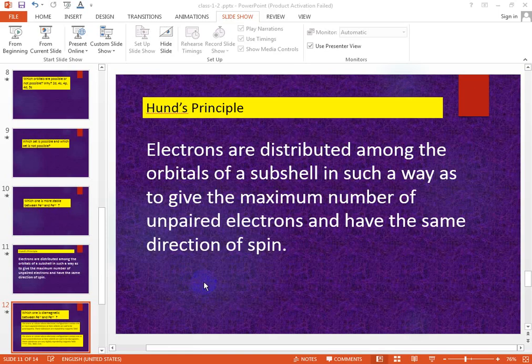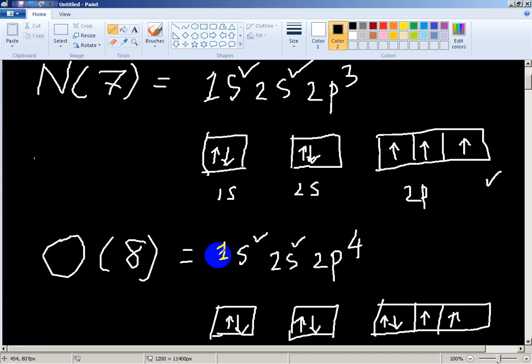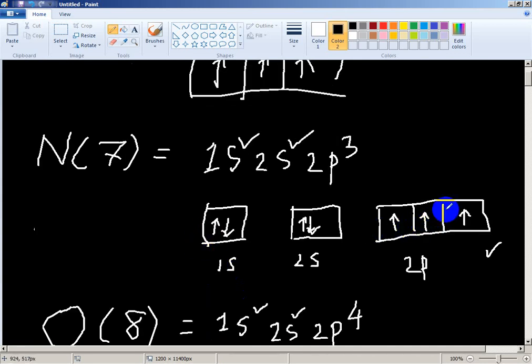So I want to ask which one is paramagnetic and which is diamagnetic. Look, this is the electronic configuration. Is nitrogen paramagnetic or diamagnetic? Someone say it. Hello, can't you hear? Is nitrogen paramagnetic or diamagnetic?